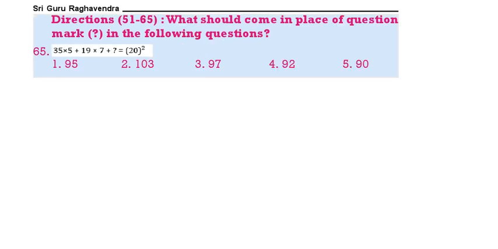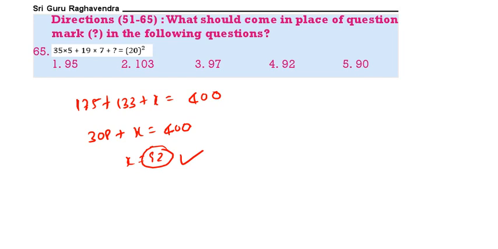Next question. 35 into 5, that is 175. 19 into 7, 133 plus x is equal to 400. This is 308 plus x 400. X value will be equal to 92. X value 92 is the correct answer. Now we will go to the reasoning part.